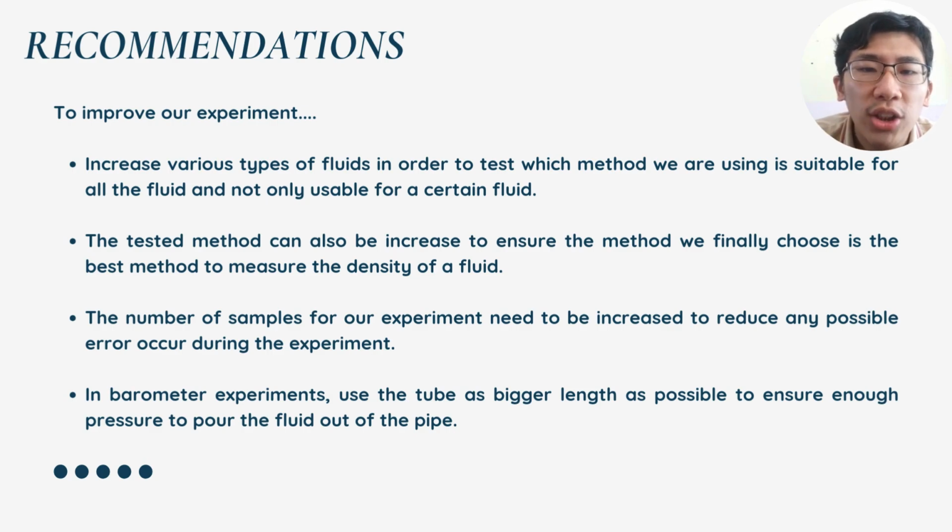There are a few recommendations to improve our experiment. One of them is adding various types of fluid in order to test whether the method we are using is suitable for all fluids or only certain types of fluid. The number of test methods can also be increased to ensure the method we are using is the best method to measure the density of a fluid. The number of samples of the experiment needs to be increased to reduce possible errors. In the barometer experiment, use a tube as long as possible to ensure there's enough pressure to pour the fluid out of the pipe.